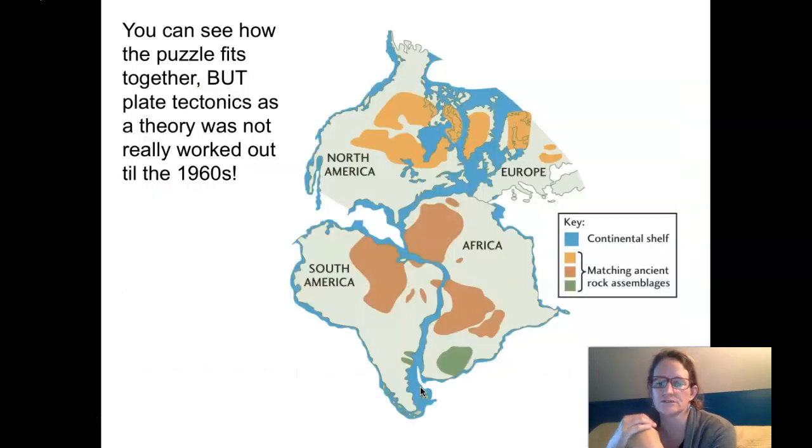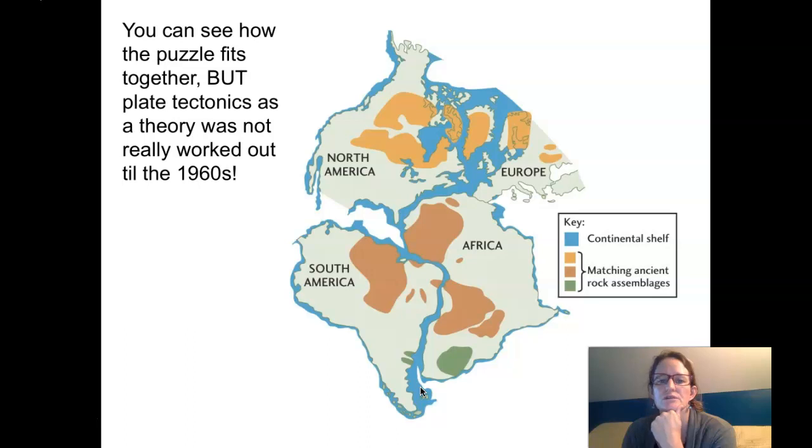How did geologists figure out plate tectonics? One of the first things that was realized is that the continents could be put together like a puzzle. And when you move those puzzle pieces together, there was a realization that rock types matched up.